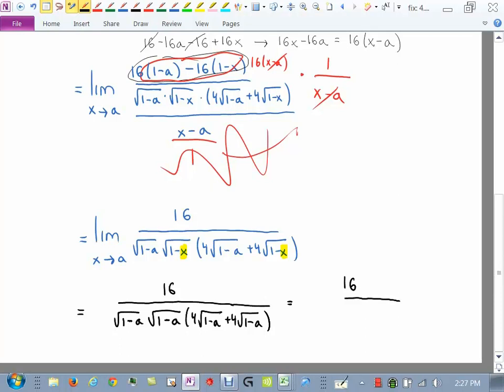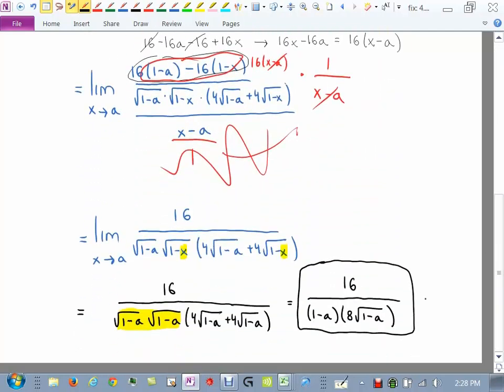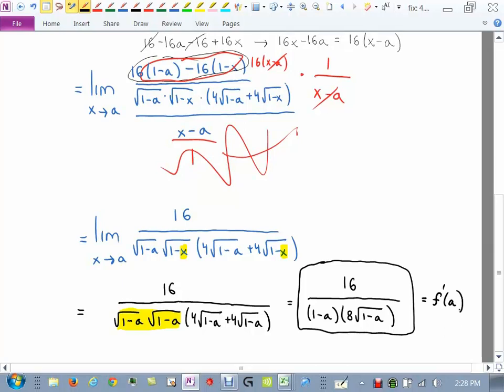This equals 16 over, all right, the first two terms here are the same thing. They multiply together, the root goes away, so I just get 1 minus a in parentheses. And then here, these two add together to get 8 of them. So 8 root 1 minus a. And that should do it. That is the derivative. That equals f prime of a. Very, very nice. All right, that's it for examples. I think I've shown you a good mixture of the different algebraic manipulations that have to be done in order to figure out these slopes and, as we can see here, the derivative.